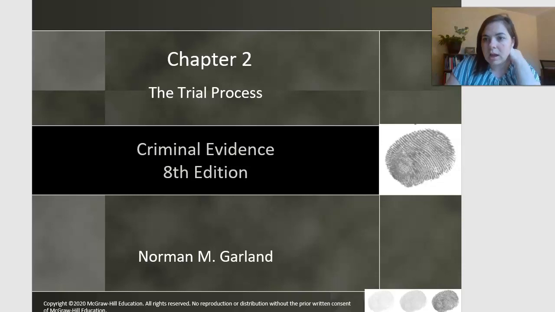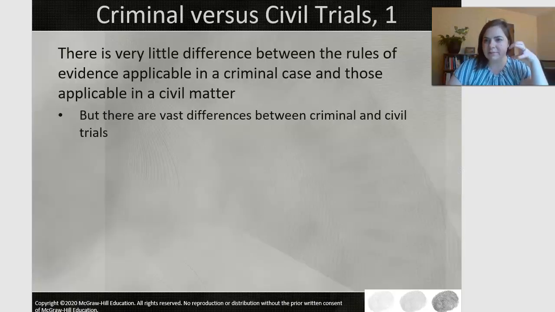Chapter 2 focuses in on the trial process itself. The first part of this chapter differentiates between a civil trial and a criminal trial just because they are different. Now, the rules of evidence themselves are fairly similar, but the trials themselves and how they're conducted are pretty different.